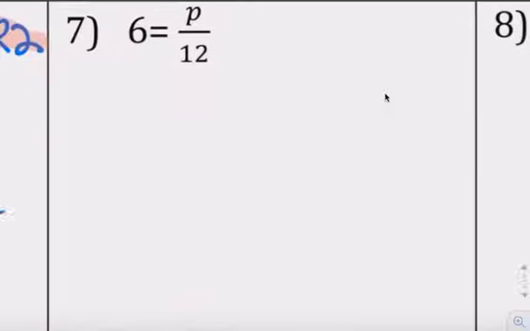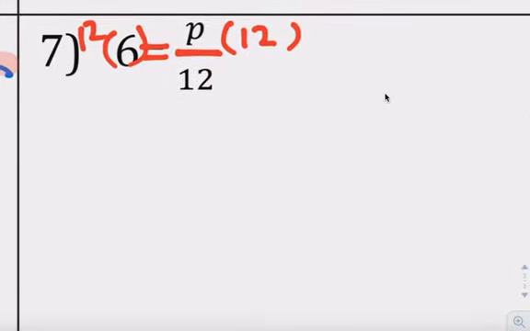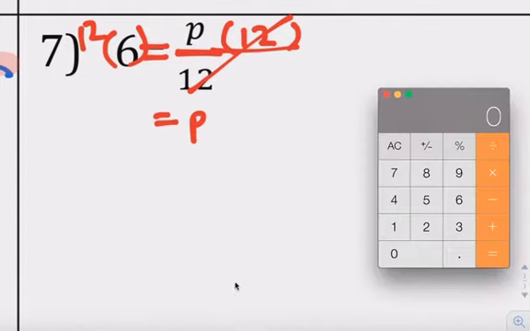Number 7. To undo the division, you have to multiply both sides by 12. It's called the multiplication property of equality. Times by 12, cross cancel this out. P equals... if you have a hard time multiplying that to get 72, use a calculator. 12 times 6 equals 72.